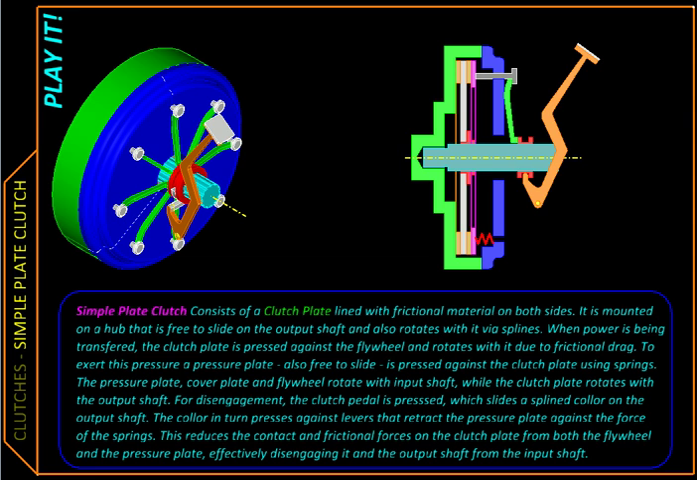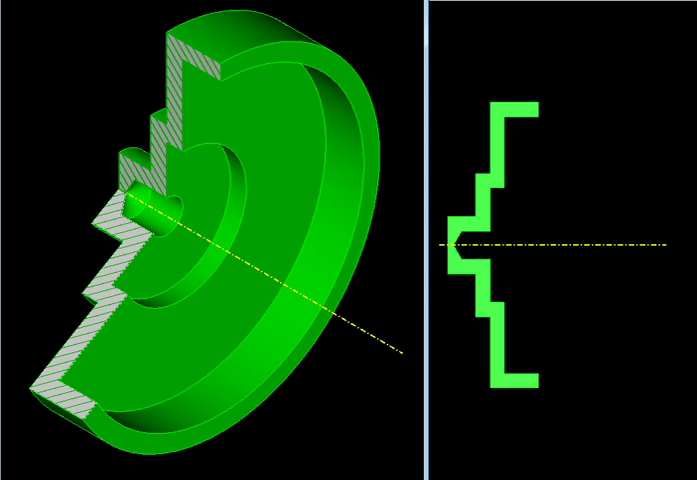So basically, a clutch will be sitting between two elements. One is the prime mover, say a motor or an engine, and the other is the load. So we can disconnect these two entities at will. Let us look at the clutch part by part now. So we'll start at the input side where the flywheel is situated.